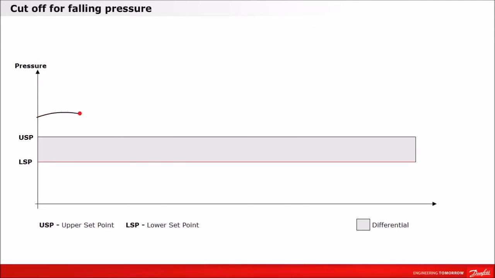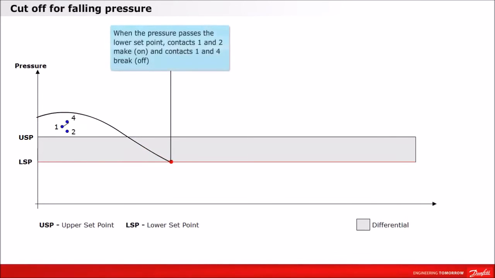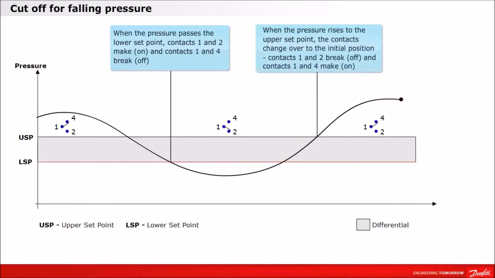Let's take a look at the cutoff for falling pressure. When the pressure passes the lower set point, contacts 1 and 2 make, and contacts 1 and 4 break. When the pressure rises to the upper set point, the contacts change over to the initial position. Contacts 1 and 2 break, and contacts 1 and 4 make.